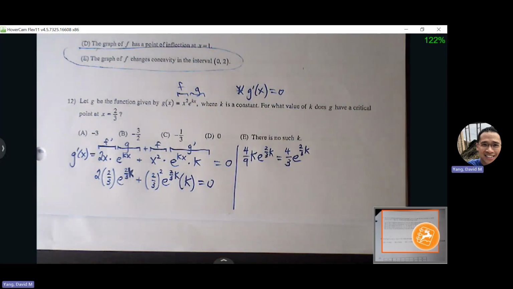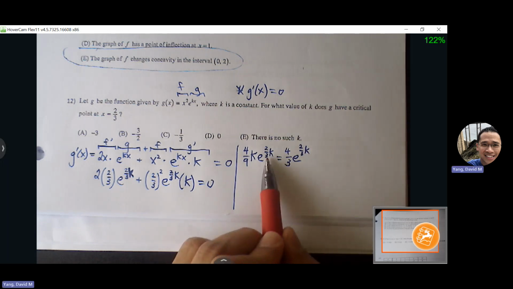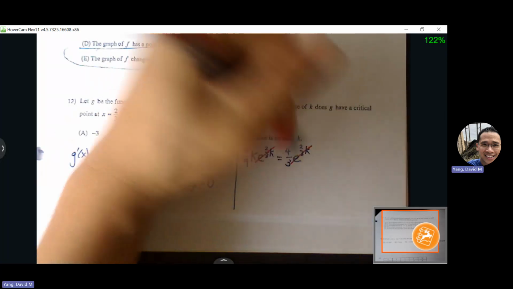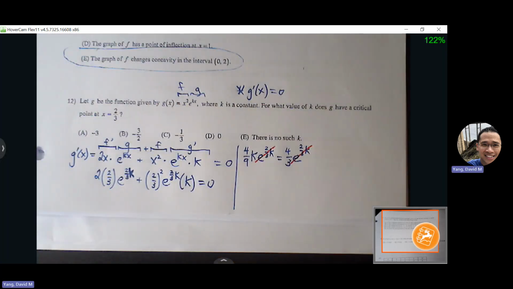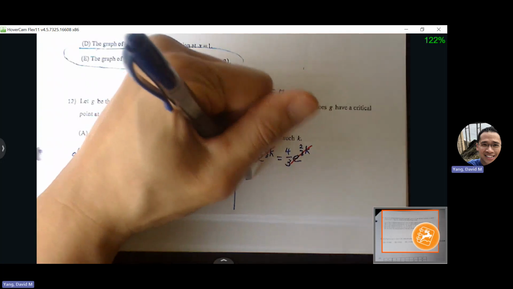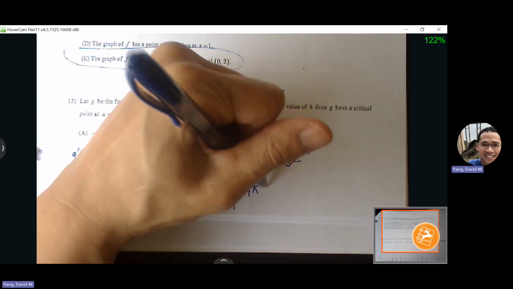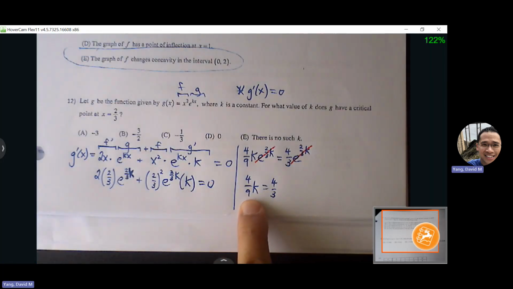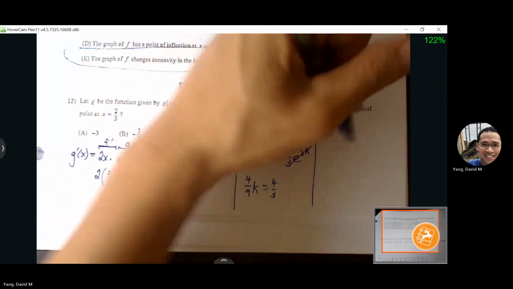Now, what do you notice here? What's something that we can do to make the equation easier to solve? Yeah, we can just divide that e to the 2/3 k from both sides, and that can just easily go away. We still have that k coefficient in front, so now it becomes a lot easier, right? 4/9 k equals 4/3. If I divide by 4/9, it's the same thing as multiplying by the reciprocal.